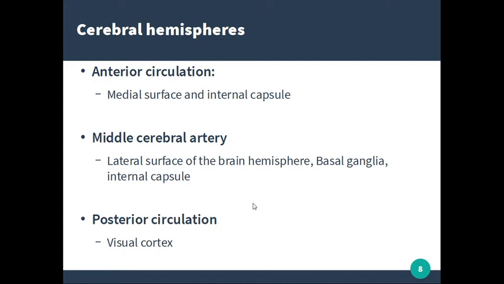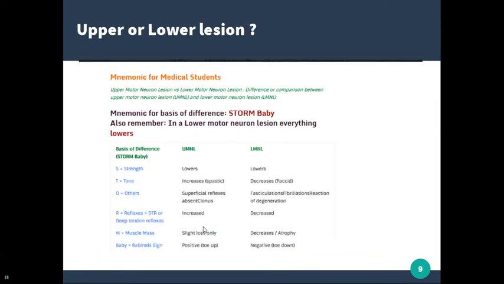So, cerebral hemispheres. Our brain, as we said before, is supplied by the circulation. It has an anterior, a middle, and a posterior circulation. The anterior circulation tends to supply the medial aspect or surface of the internal capsule and the medial aspect of our brain. The middle cerebral artery usually tends to supply the lateral surface of the brain hemisphere, the basal ganglia and the internal capsule, whilst the posterior circulation tends to supply the posterior brain, especially the visual cortex.